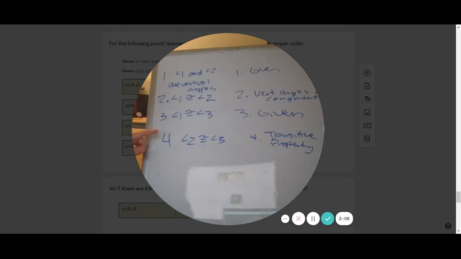And now look at how that's going to work out. Perfect. Angle 1 is congruent to angle 2. Angle 1 is congruent to angle 3. Well, then can't we just say angle 2 is congruent to angle 3? If 2 equals 1 and 3 equals 1, well, then 2 must just equal 3. And that was by transitive property, and that's what you need to prove. So it all works out. So that's the order in which these things should work.